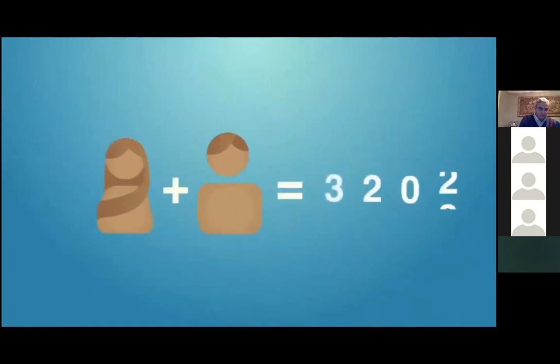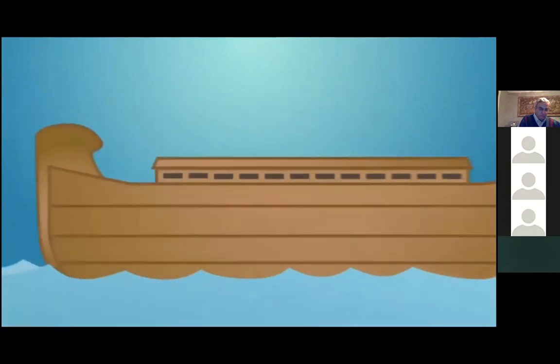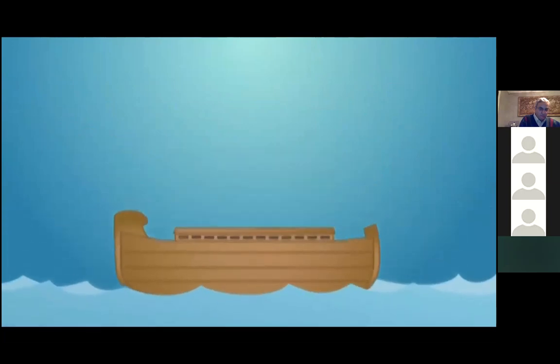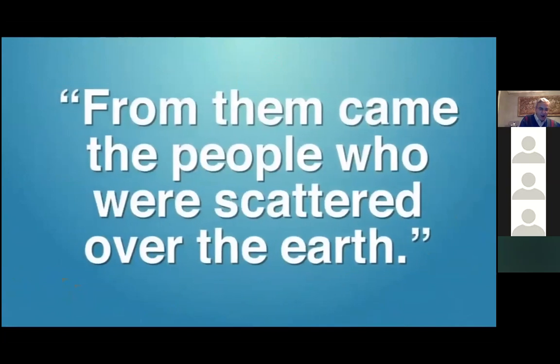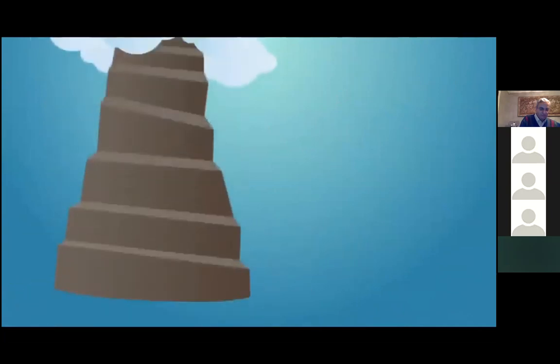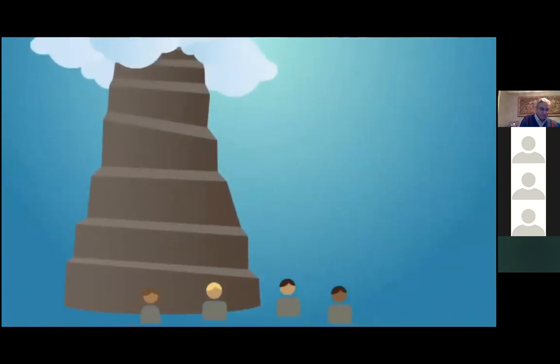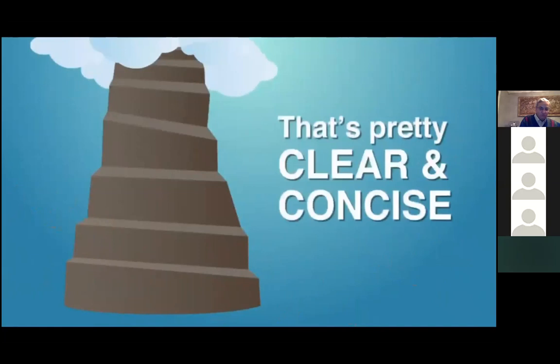Then their children had children, and those children had children, and so on and so forth for many generations until, according to Genesis 6:9, the world's population was reduced to 8 people who were protected inside an ark during a global flood. And those 8 people later walked off the ark, and according to Genesis 9:19, from them came the people who were scattered over the earth. Oh, wait a second. What do I mean scattered? Well, jump over to Genesis 11, and let's talk about an event known as the Tower of Babel. Basically, because of the sinful actions of the descendants of Noah, the Lord confused their language and scattered them from there over all the earth. That's pretty clear and concise.